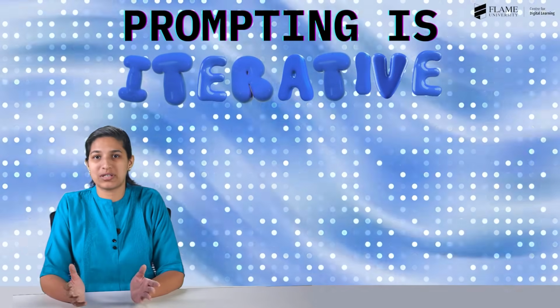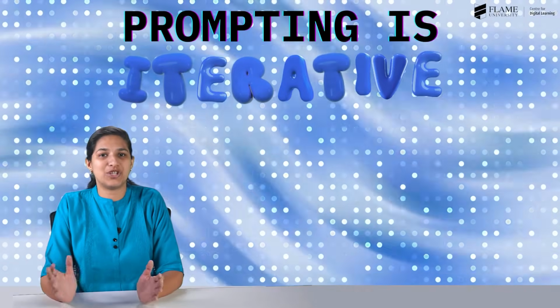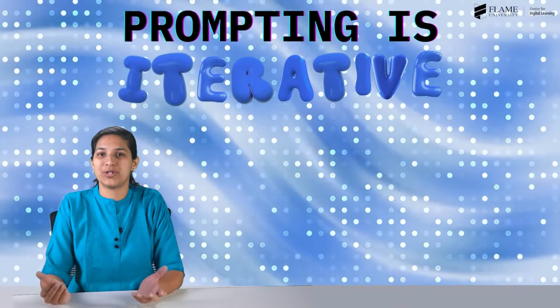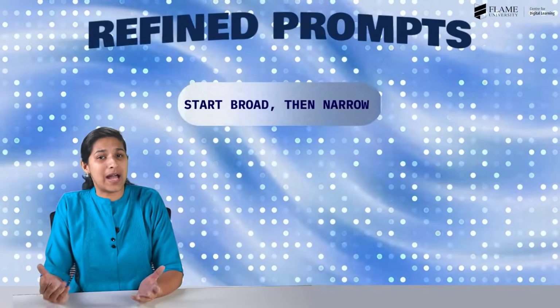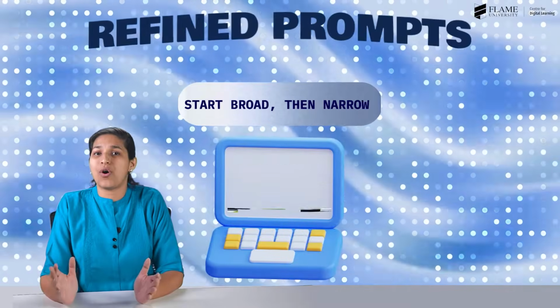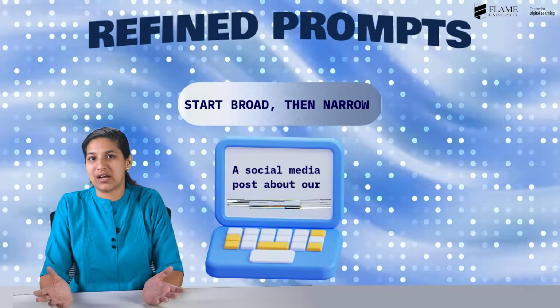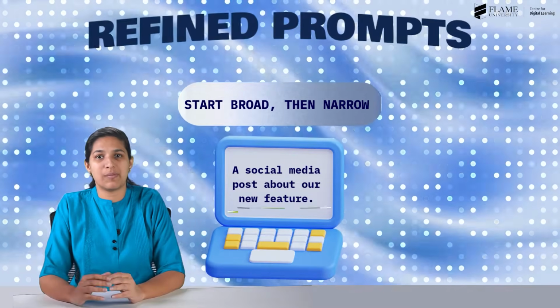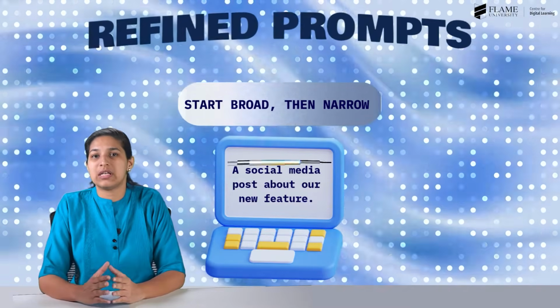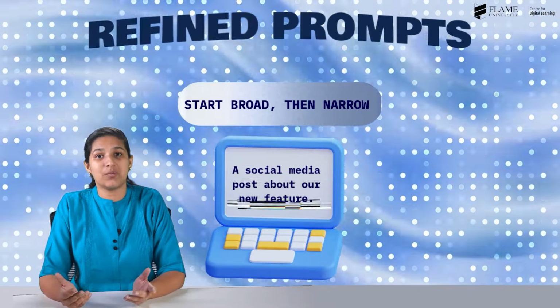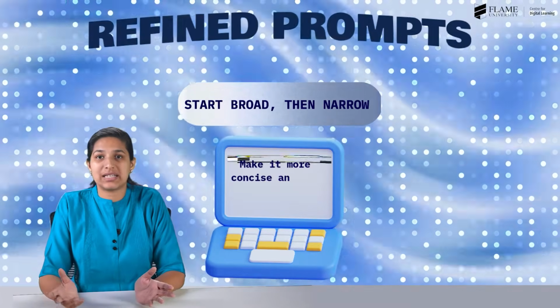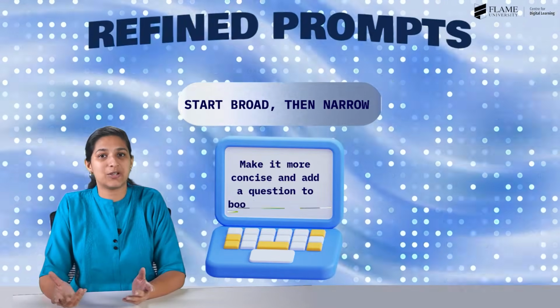First, start broad, then narrow. Begin with a clear but general prompt. Review what you get, then add specific constraints or modifications. For example, you might first ask for a social media post about our new feature. See what you get, then refine with "Make it more concise and add a question to boost engagement."